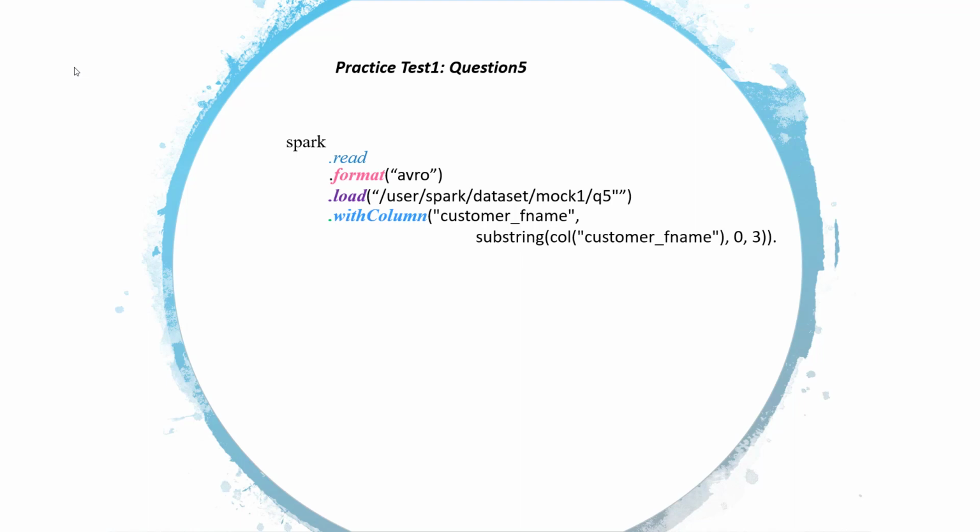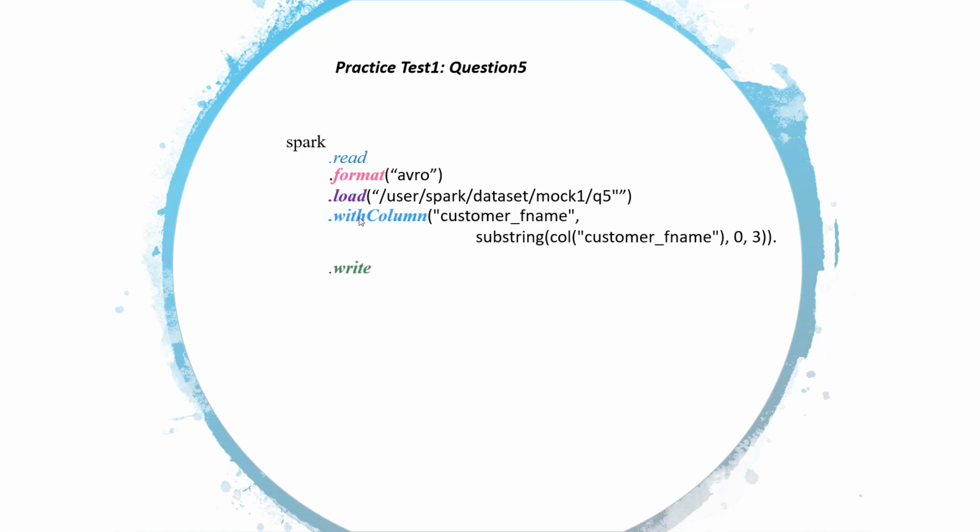So in the output requirement it was mentioned that we just need only the first 3 letters of my customer first name. So what I am doing here, I am taking the substring of column customer first name from 0th index till 3rd index. So this will give me only the first 3 letters of my customer first name. So whatever will be the result of this particular operation, I am putting the result back to the customer first name column using the with column API.